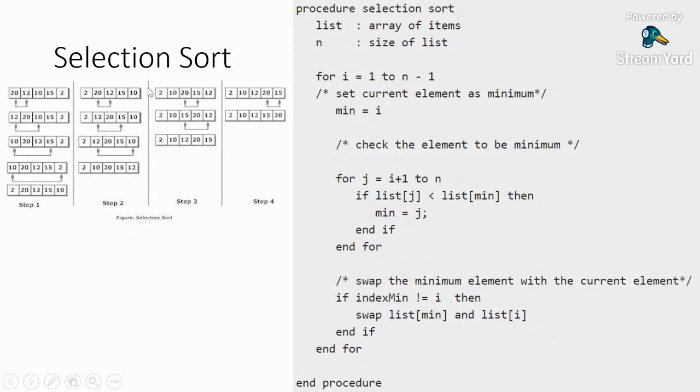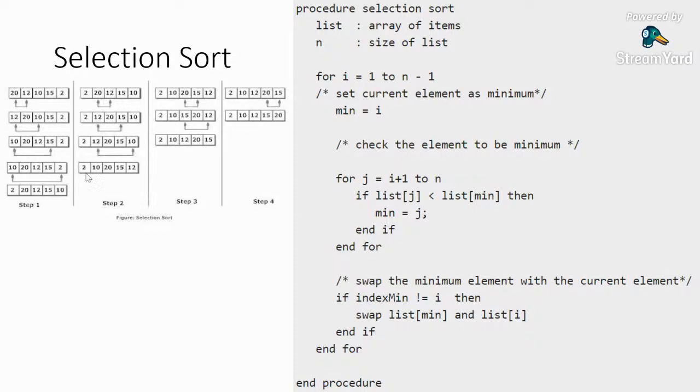Now we will find the second smallest. What is the second smallest here? How many elements are remaining now? These are the remaining 4 elements. And for these 4 elements, how many comparisons are required? 3 comparisons are required. This is the first comparison, this is the second comparison, and this is the third comparison. So based on these 3 comparisons, we will find the smallest among these 4 elements.